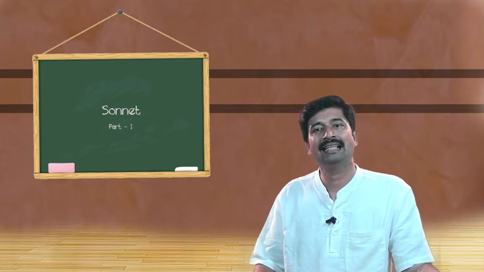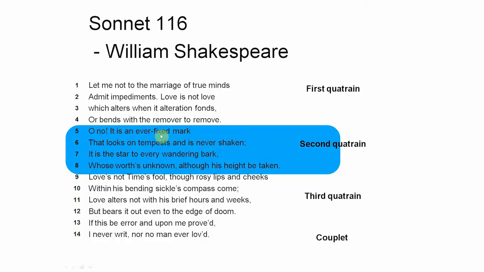What is it? It's an ever fixed mark. It looks on tempests and is never shaken. It is a star to every wandering bark, whose worth's unknown. You cannot measure the worth of it, although you can take its height.